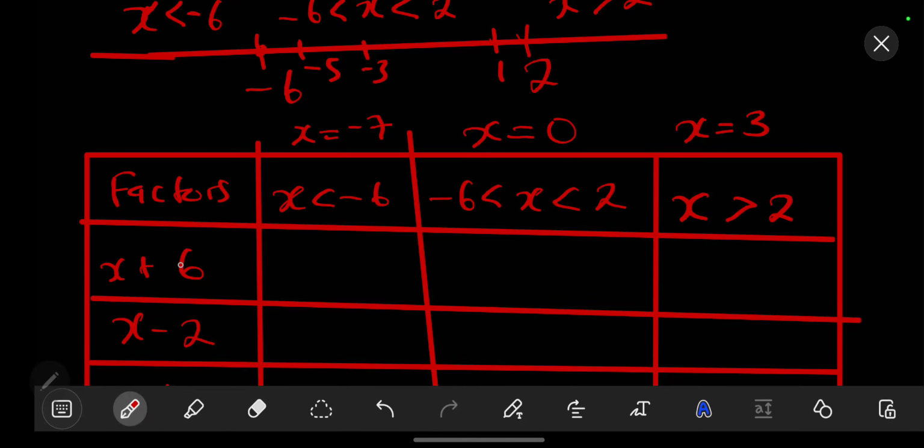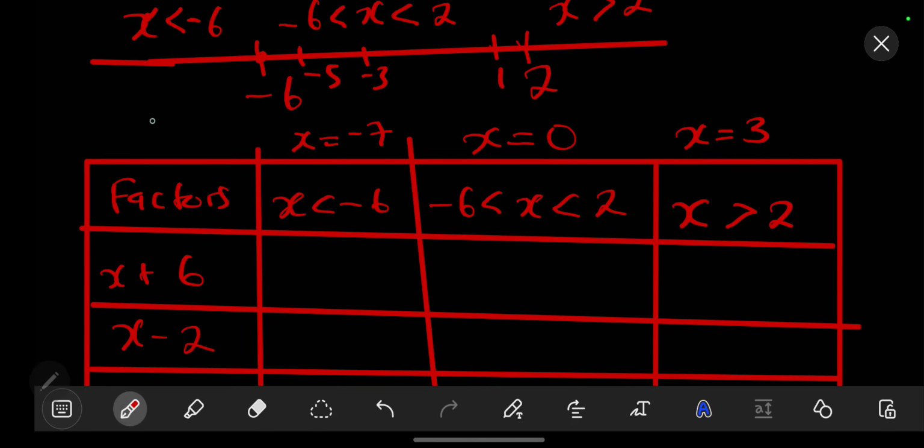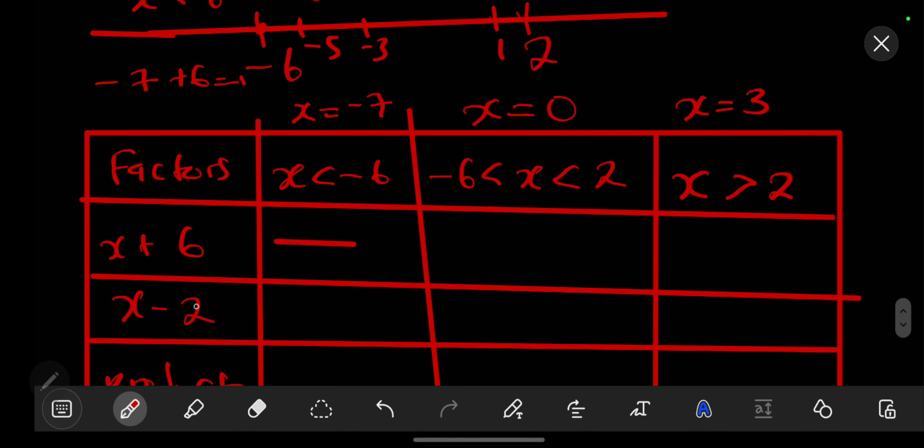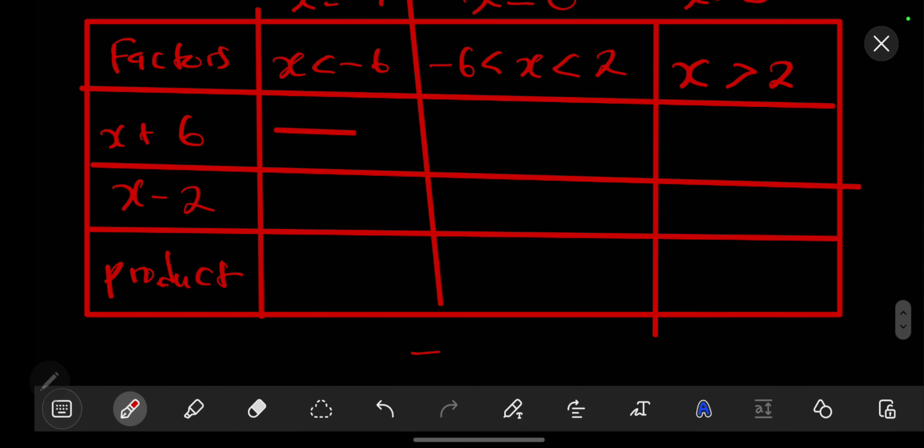So if we put our -7 here, where there is x, we put -7 plus 6, which is equal to -1, which is our negative. Then when we have x minus 2, we put -7. We are going to have -7 minus 2, so we get a negative. Then negative times negative, that's our product, we are going to have a positive.